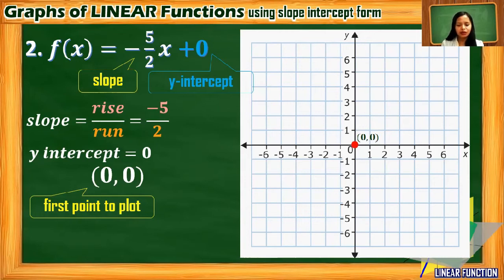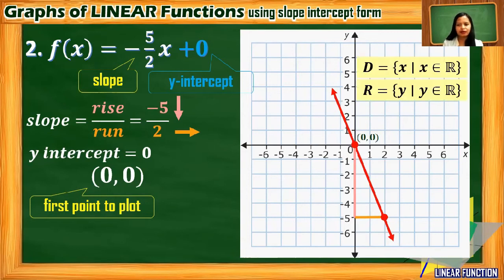So to plot the second point, we will use the formula for the slope. Here. So at this time, we need to first move 5 units downward, since we have negative 5 as our numerator, and move 2 units to the right since our denominator is positive 2. Okay, so to the right. So our point (2, -5) is our second point, this one. And if we are going to connect the 2 points, we can have the graph of the function f of x is equal to negative 5 over 2 x. And of course, the domain is the set of real numbers, and the range is the set of real numbers here.